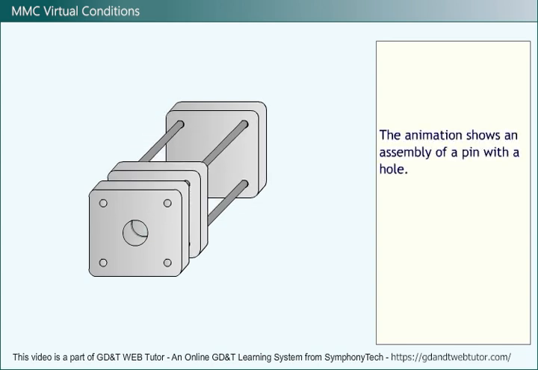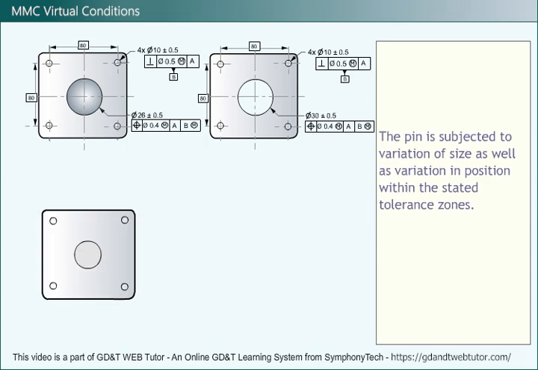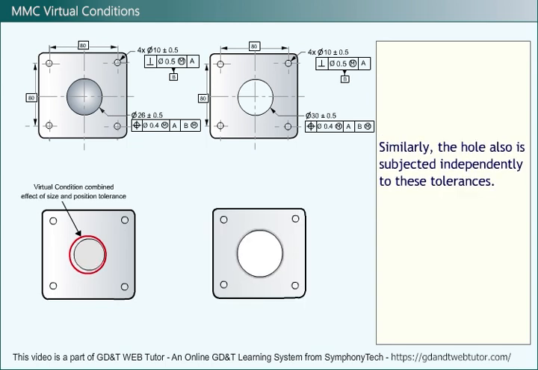The animation shows an assembly of a pin with a hole. The pin and the hole are located on two independently guided plates. The pin is subjected to variation of size as well as variation in position within the stated tolerance zones. Similarly, the hole also is subjected independently to these tolerances.